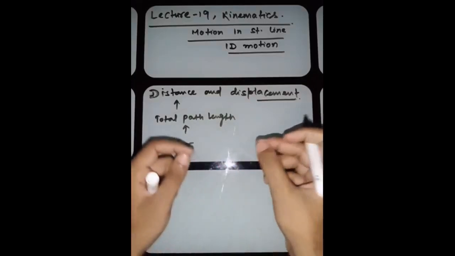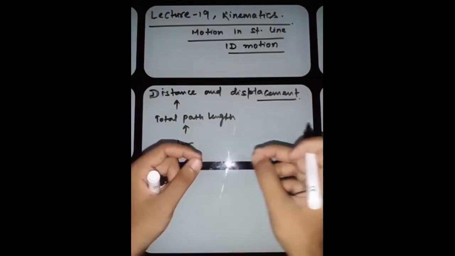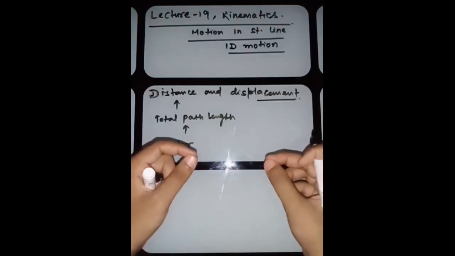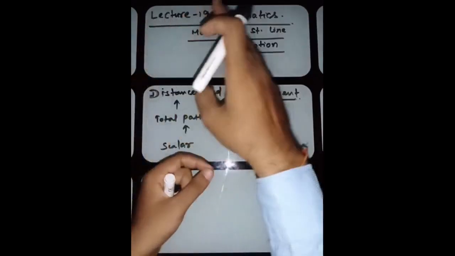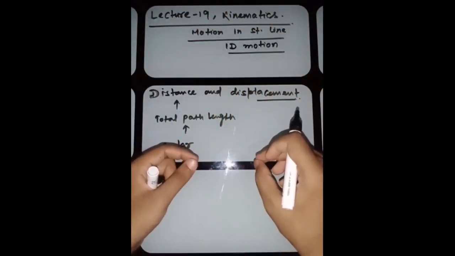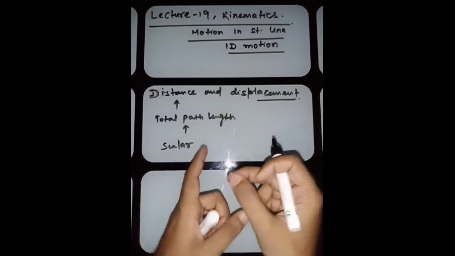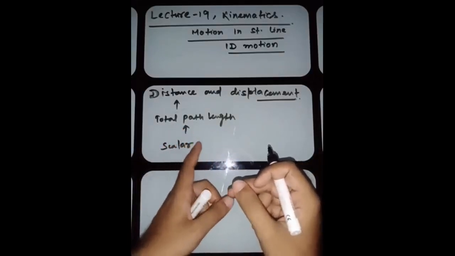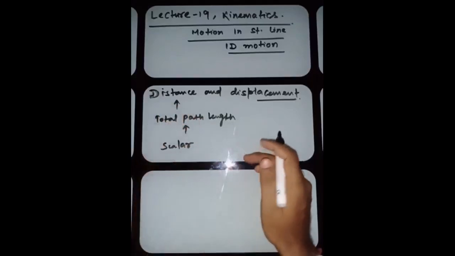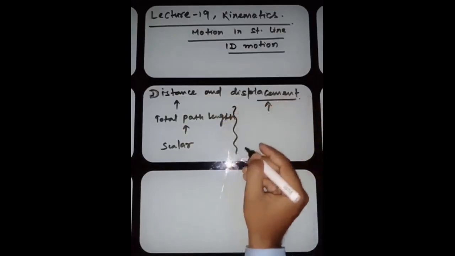We know that between 2 points there can be a number of distances. If you go directly from this point to this point, this is also distance. If you move from here and then finally reach this point, this is also distance. Or you move back and after the last path you come again to this point, this is also distance. So distance is the total path length covered by any particle, and this is a scalar quantity. It does not require any specific direction for its representation.